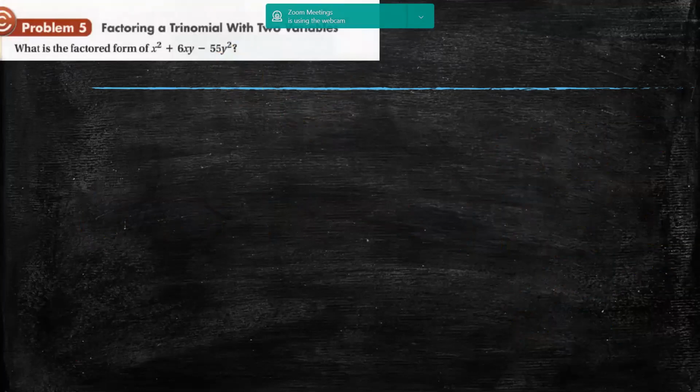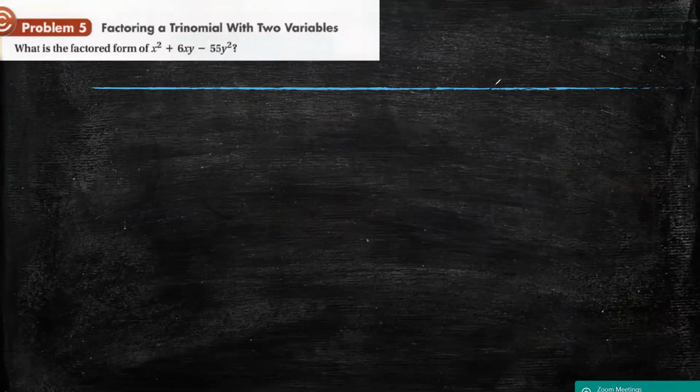Now let's talk about factoring a trinomial with two variables. We said, like x squared minus 5x plus 8 as an example, we have only one variable. In this problem here, we will learn how we can factorize with two variables. What do we have to do? x squared plus 6xy minus 55.